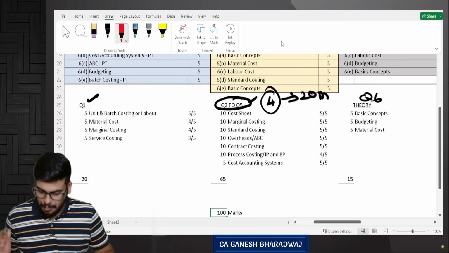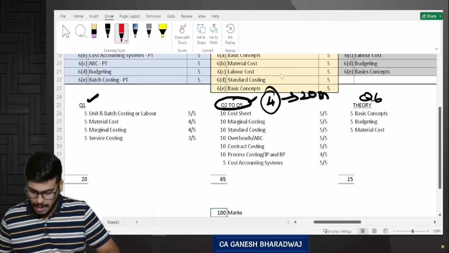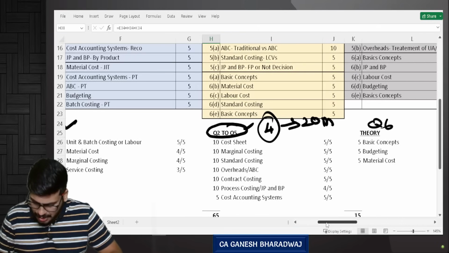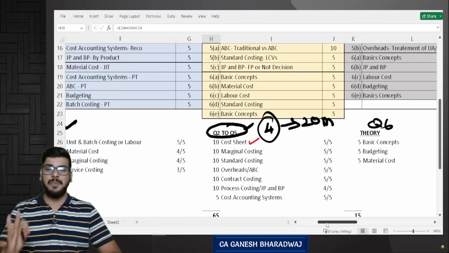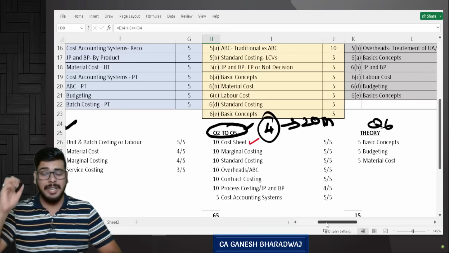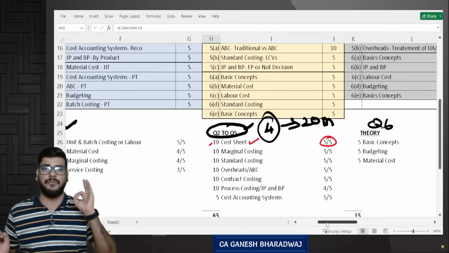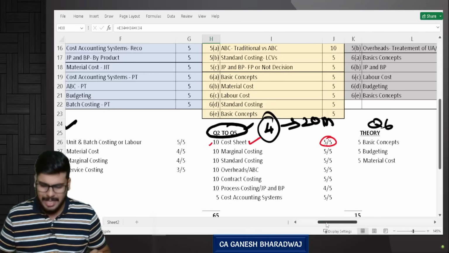Now, based on my observation, in the past 5 attempts, every single attempt, this chapter cost sheet has been tested for 10 marks. So look at this. That is why I have mentioned 5 out of 5. All the 5 attempts, they have tested cost sheet.